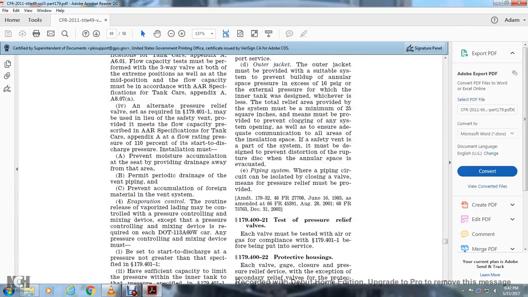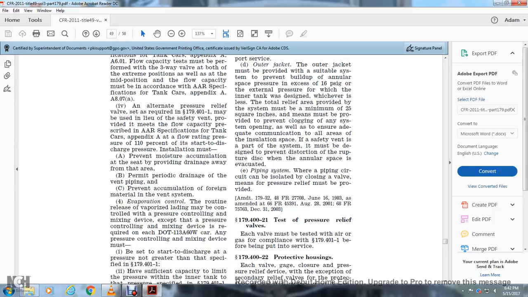The alternate pressure relief, as required in 179-4011, may be used with the safety vent provided with the means for flowing the required capacity prescribed in the AAR specification for tank cars appendix A, with the flow rating pressure at 110% of the start-to-discharge pressure. The installation must prevent moisture from accumulating by providing drainage away from the area of the pipe, permit periodic drainage of the venting pipe, and prevent accumulation of foreign material in the vent system.